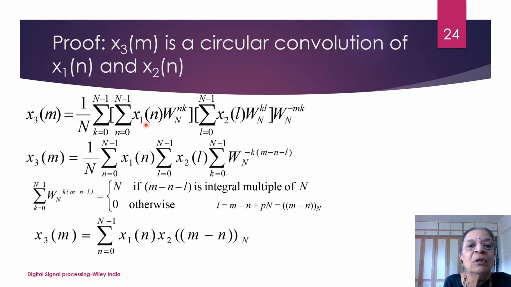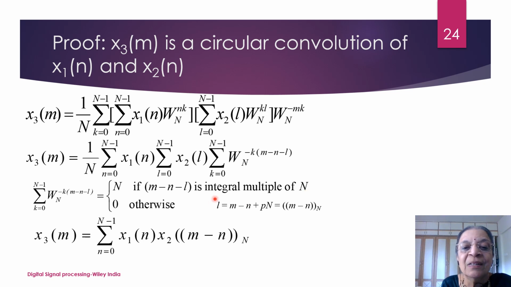Just see, x3(m) is written using the first discrete Fourier transform, the second discrete Fourier transform, and W_N raised to minus mk. Here we use the variable n, here we use the variable l, because we want to write capital X1(k) and capital X2(k). Now x3(m) is equal to x1(n), which can be taken out, times x2(l), also written as a second summation, with k varying from 0 to N minus 1. What is the k term? W_N raised to minus k(m minus n minus l). But if m minus n minus l is an integer multiple of N, it will be equal to capital N, otherwise equal to 0. So I can write it as periodic with period capital N, m minus n equal to p times capital N, if it is an integral multiple of capital N.